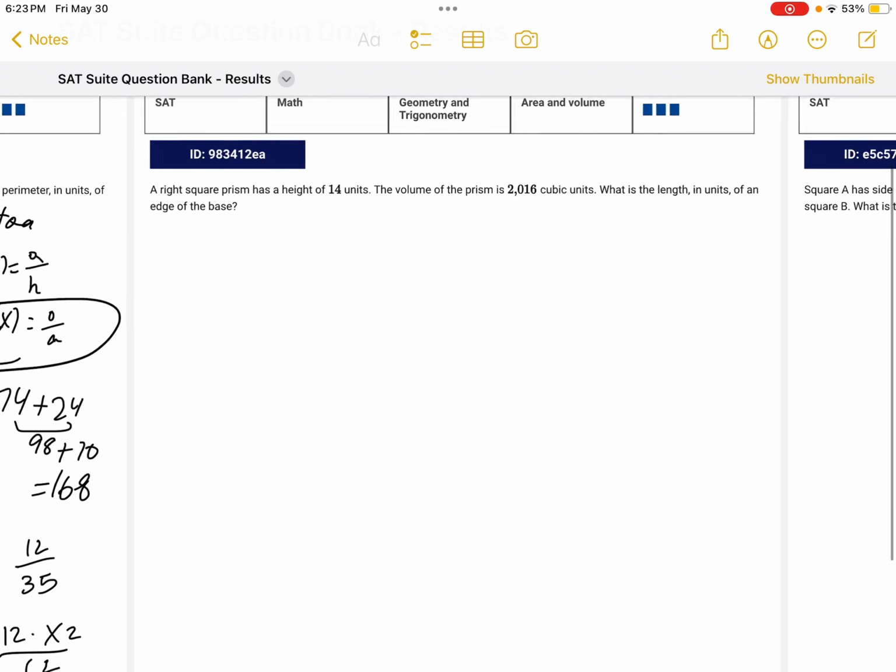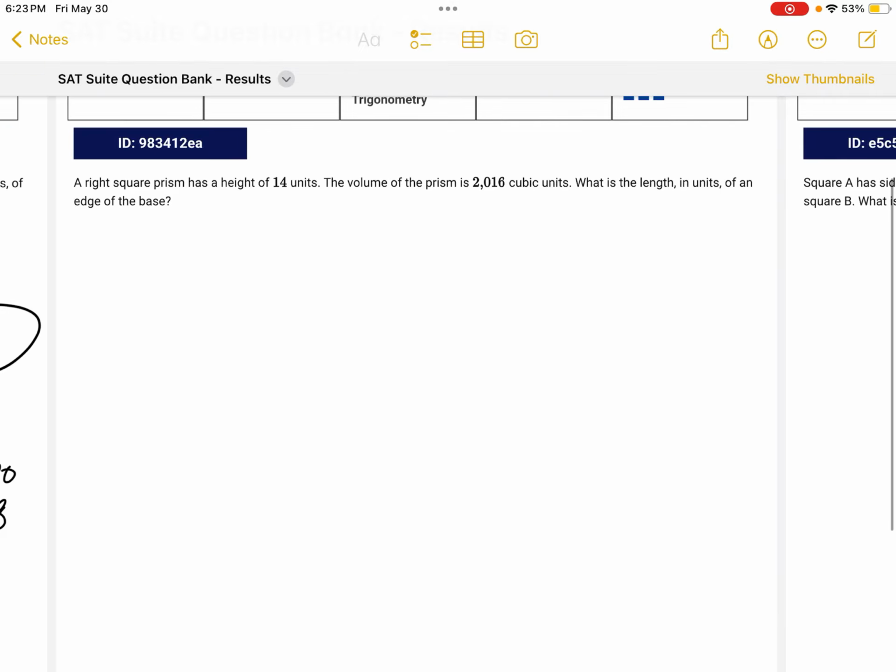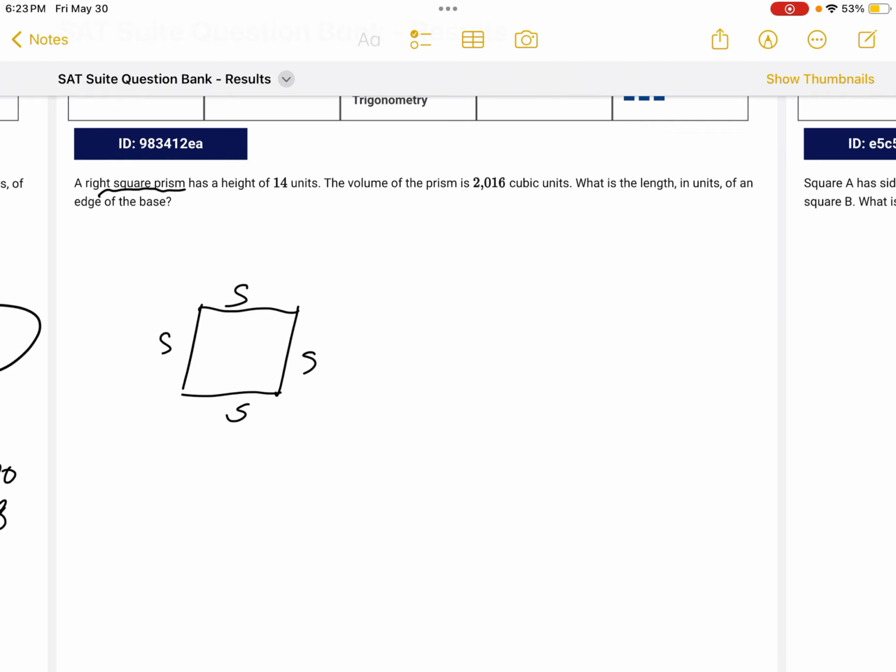Alright, a right square prism has a height of 14 units. The volume of the prism is 2016 cubic units. What's the length in units of an edge of the base? So they tell us that our figure is a right square prism, meaning that the base is a square. We don't know what length it is. And then we're also told that the height is 14.